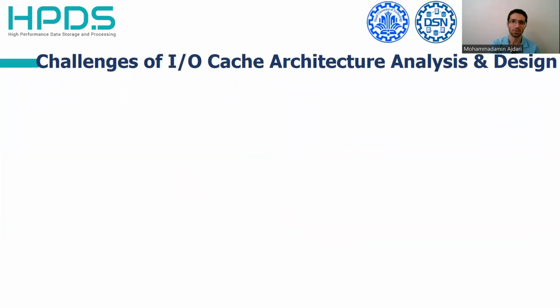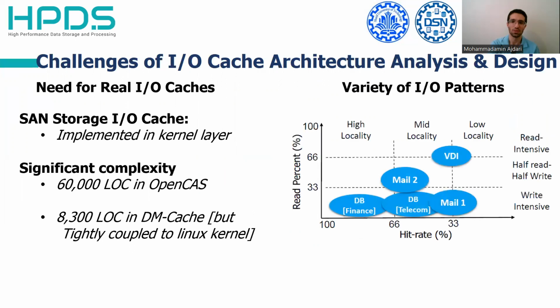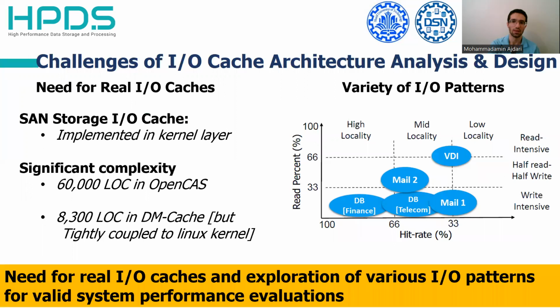There are 2 main challenges to the analysis and redesign of I/O caches. First, valid analysis requires real measurements and real I/O caches, and real I/O caches are difficult to implement from scratch. The second challenge is about the variety of behaviors, including read-write ratios and access locality, that enterprise workloads have. These 2 challenges require a valid architectural analysis to rely on real I/O caches, use real storage environments, and also cover various I/O patterns.